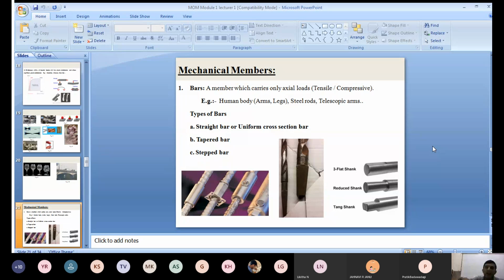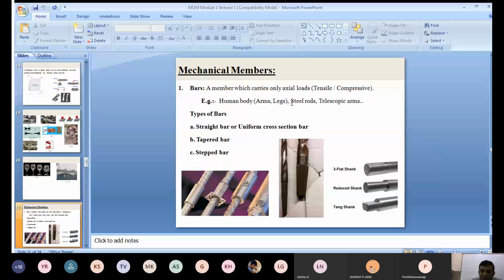If you take the human body, our arms, our hand. See, the arm is one part of the body. We apply a load here. Now the arm is subject to what type of load? Axial load. Right? Now that is called a bar. But this is for understanding purposes that I'm giving here.